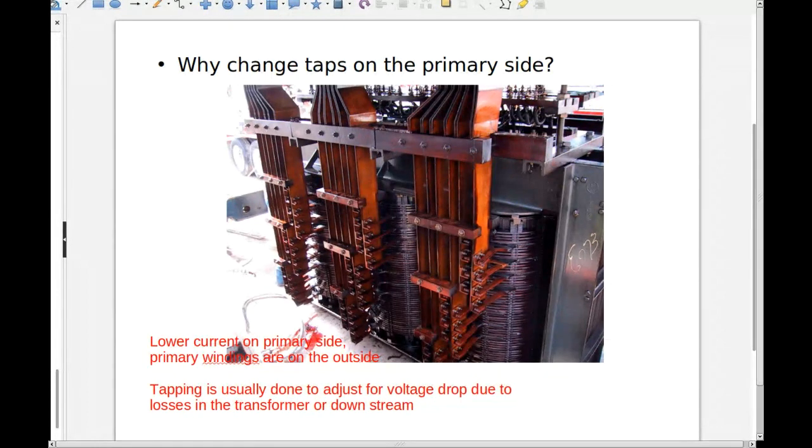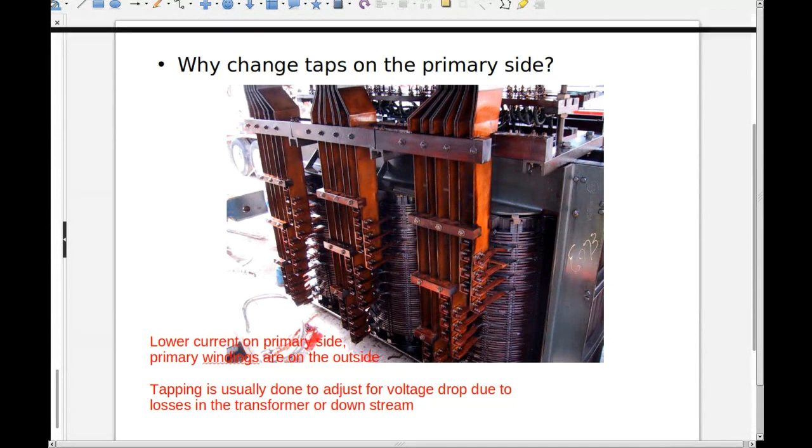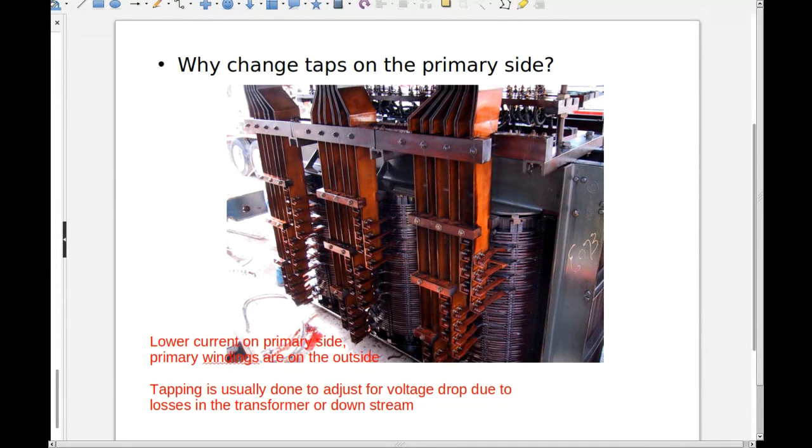The reason for this is that as your load changes, the amount of current flowing through it is going to increase as your load increases, and therefore you're going to have a voltage drop. So some of these fancier transformers, you can actually tap off of them at different places, and that'll give you slightly different voltages.